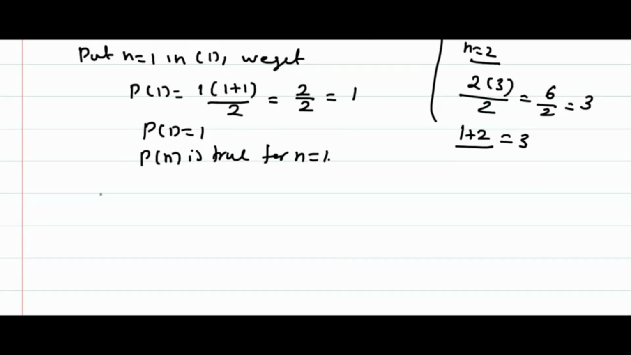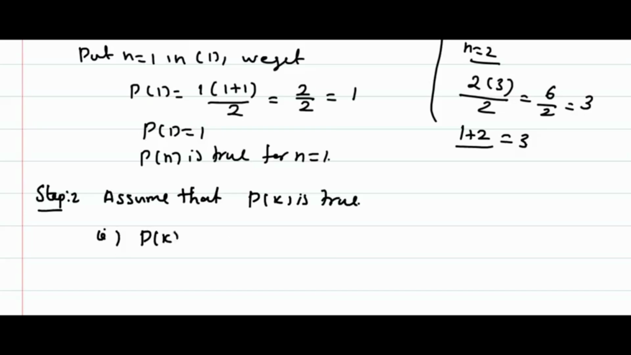So now we go for step number 2. What is step number 2? Assume that n equal to k, which means P of k is true. That means P of k equals 1 plus 2 plus 3 plus etc. plus k, which is equal to k into k plus 1 by 2. We only assume that it is true up to k.